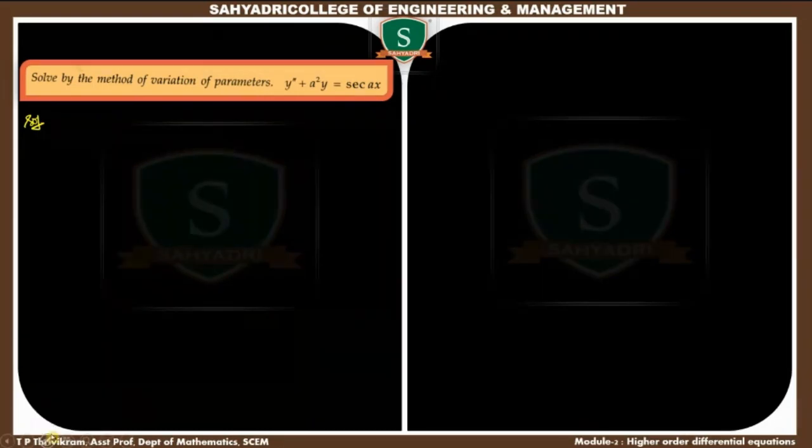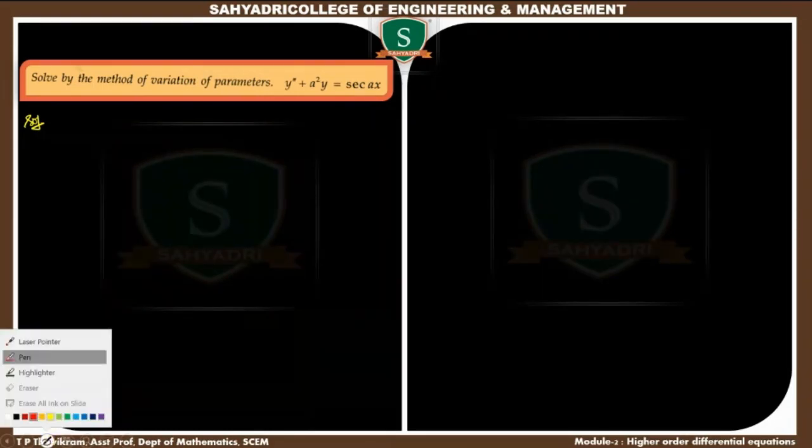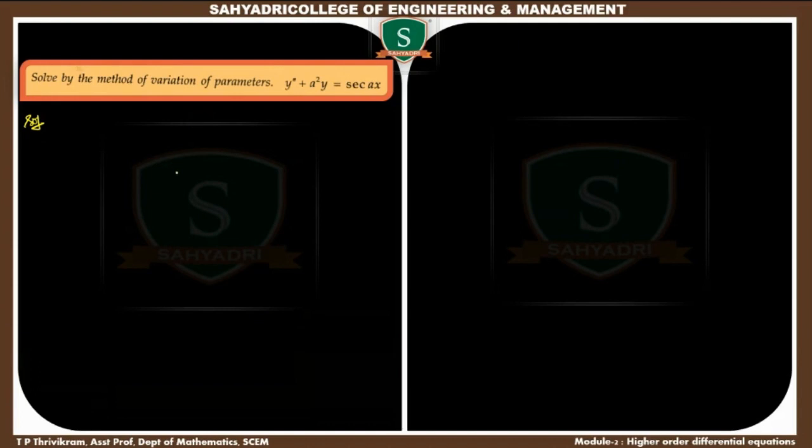Find out the solution as usual, as we did in the previous methods. Here this can be written as (D square plus a square) y is equal to secant ax. Now what we need to do is find out yc. To find yc, we need to find the auxiliary equation.